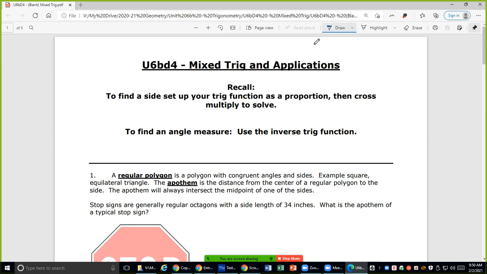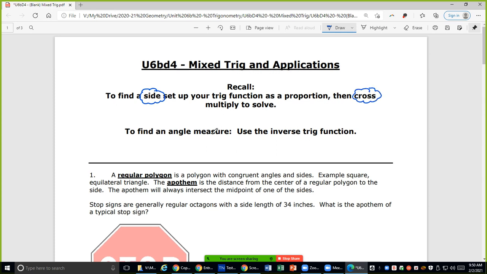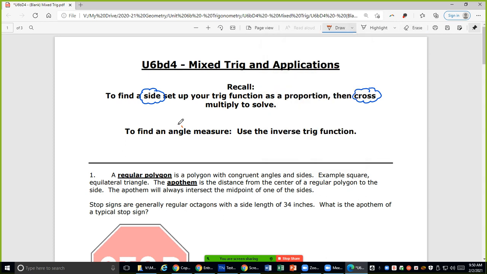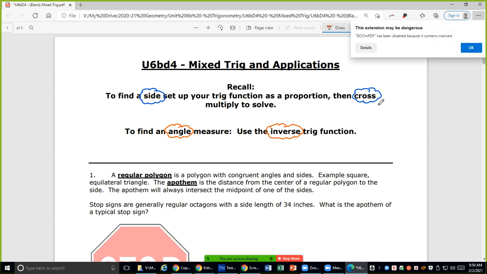So what I like to do is just try to remember that when I'm looking for a side, that means I'm going to cross multiply. And when I'm looking for an angle, actually let me do that one in a different color. When I'm looking for an angle, that's when I'm going to inverse. Okay, so side, cross, angle, inverse is what I'm going to try to remember as I'm going through.